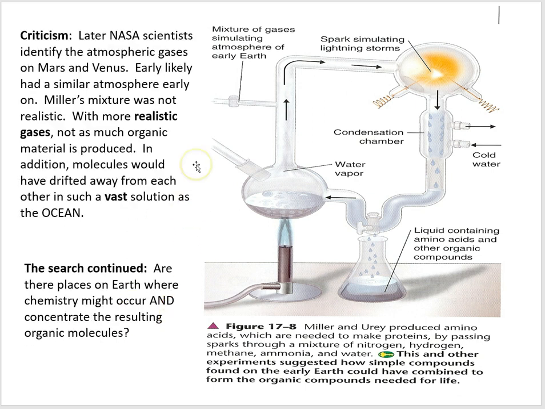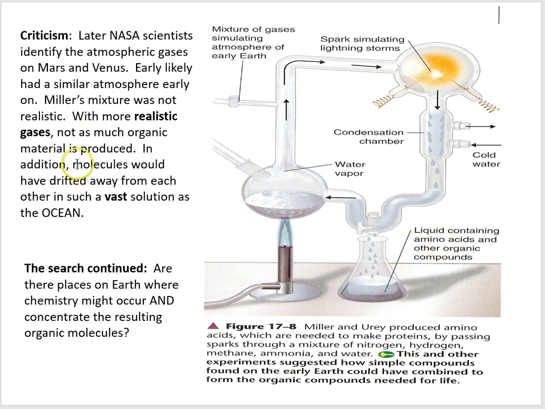Now, there were some criticisms. Later, NASA scientists identified the atmospheric gases on planets like Mars and Venus. Now, Earth likely had a similar atmosphere early on. And based on what they discovered, Miller's mixture was not realistic. He got the gas mixture wrong here. When you use more realistic gases, you don't get as much of the interesting chemistry. You don't get as many of the amino acids and other organic compounds.